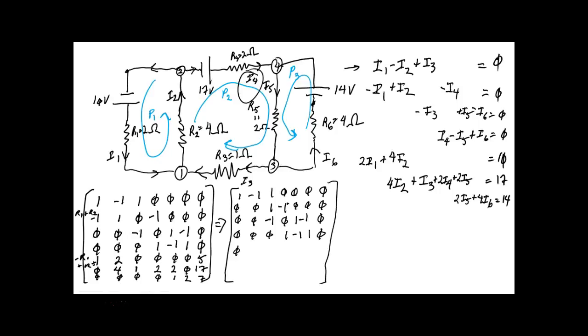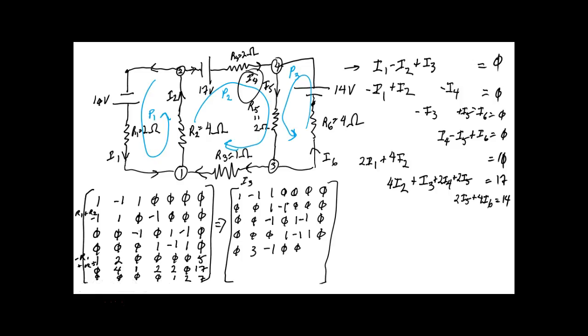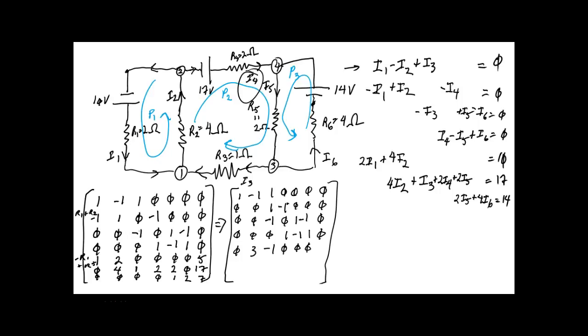Zero. Okay. What that one becomes? 3. Next. Negative 1. What is that? Next one is 0. Next one's a 0. Is that right? One more 0. And then a 5, I believe, isn't it?